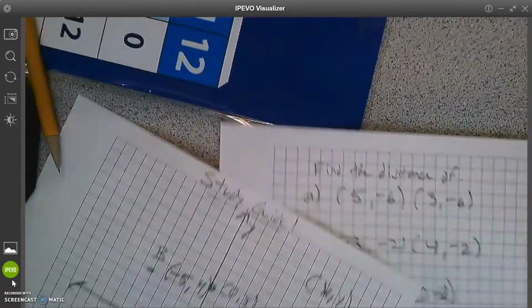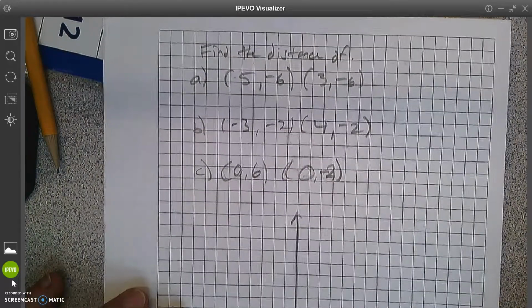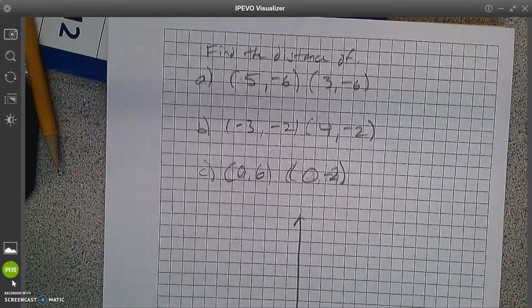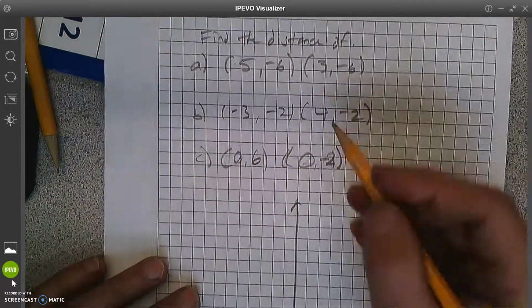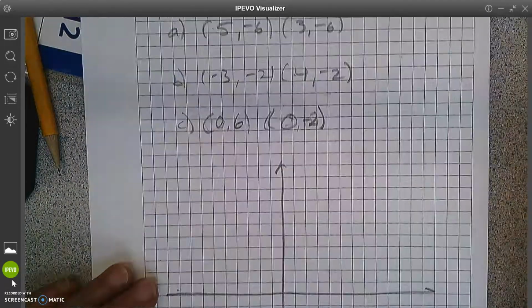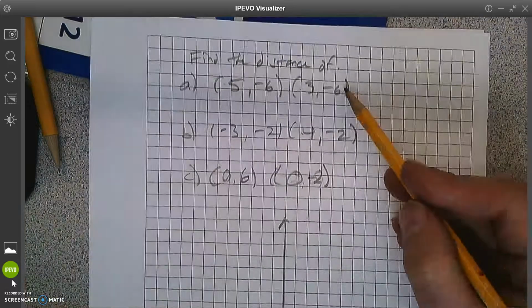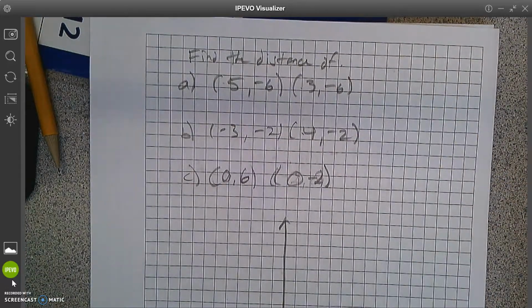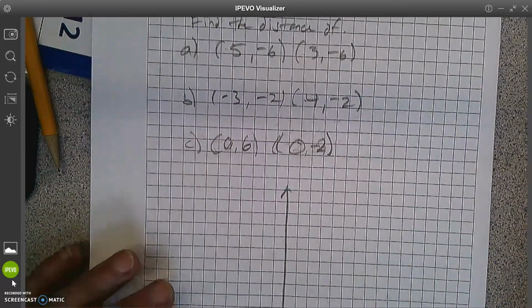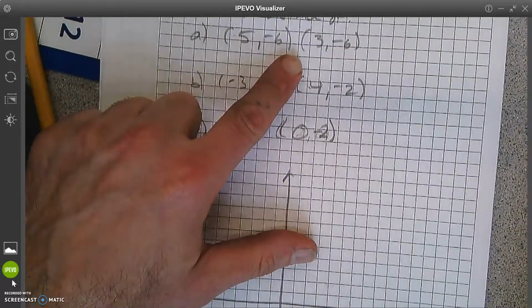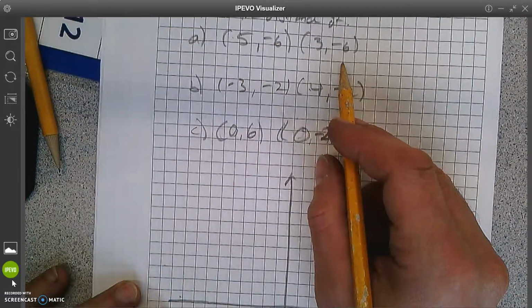What else do we have to study? Oh, distance. Okay. So we got distance right here. Write this down. Find the distance of. Okay. So I have 3 problems right here, and I have a coordinate plane. These 3 problems I got from my notes. So I got 5, -6, and 3, -6.